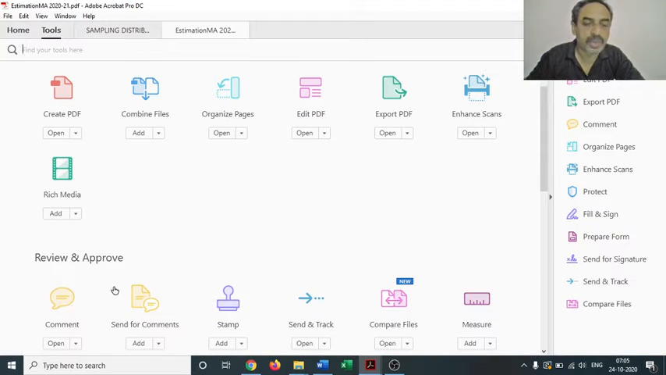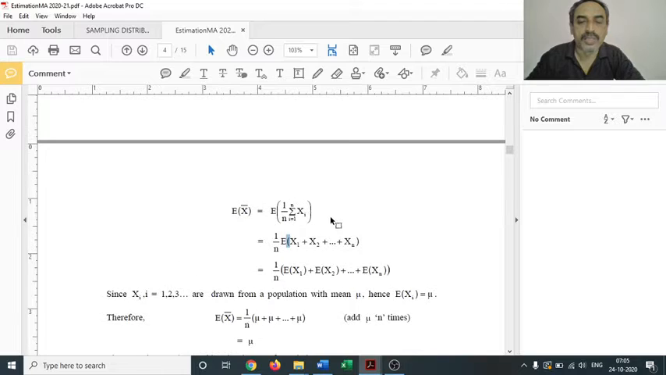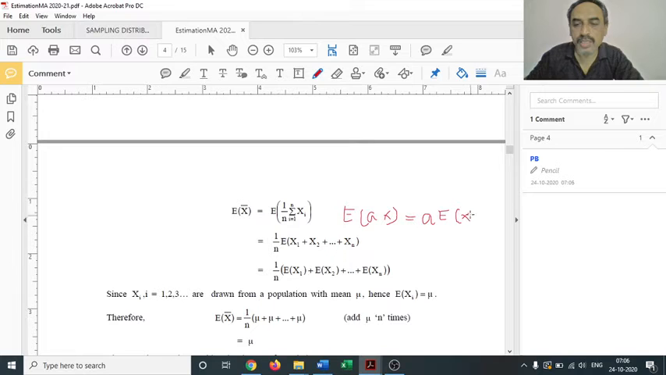I shall also note down the two properties applied in expectation to verify the unbiasedness of x bar. The first property is expectation of Ax is equal to A expectation of x. That is, if A is a constant, A can be taken outside and E is to be applied on x only. The next is E of x plus y is equal to E of x plus E of y.